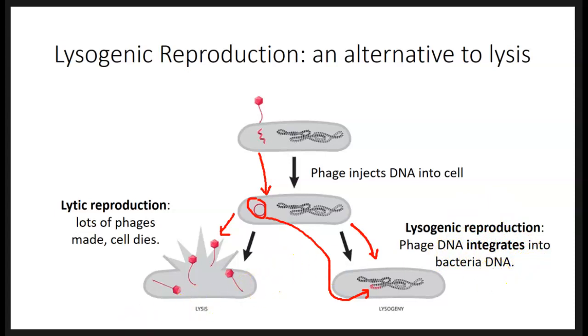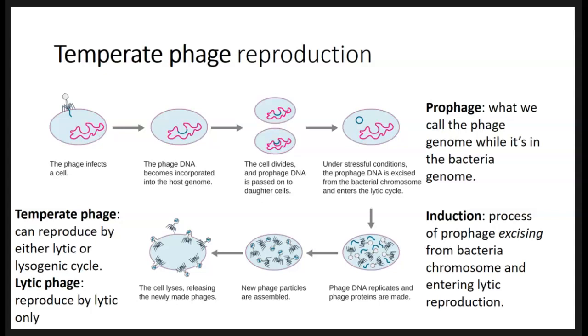So that genetic material for the phage, right here, with all the instructions for making phage genes, is now part of the bacterial DNA. Bacteriophages that can reproduce through the lysogenic cycle are called temperate phages. So temperate phage means that they can reproduce both lytically and by the lysogenic cycle.